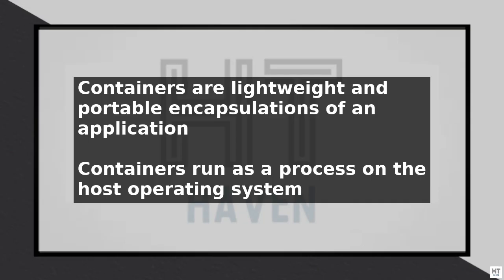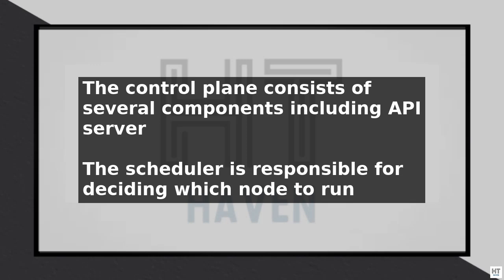When a user submits a request to the API server to deploy an application, the scheduler selects a node to run the pod on and the pod is created. The node then runs the container and the application is deployed.